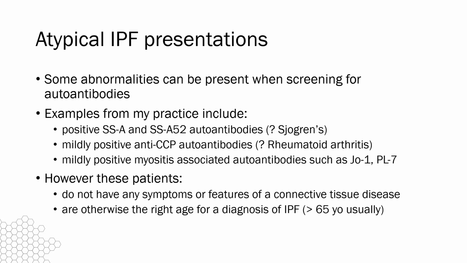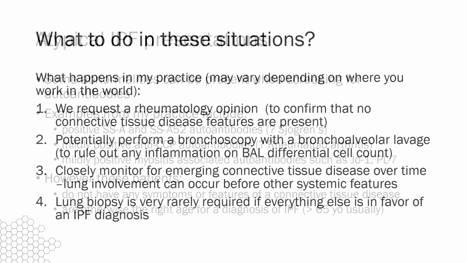I have examples from my practice. For example, I've seen patients who have had positive SSA and SSA52 antibodies, which are suggestive of Sjogren's disease, or patients with mildly positive anti-CCP antibodies, which can be a feature of rheumatoid arthritis, and then mildly positive myositis-associated autoantibodies such as Jo1 and PL7. I've seen these in my practice. However, these patients do not have any symptoms or features that would suggest a connective tissue disease is present, and are otherwise the right age for a diagnosis of IPF, usually elderly, over the age of 65. So what do we do in these situations?